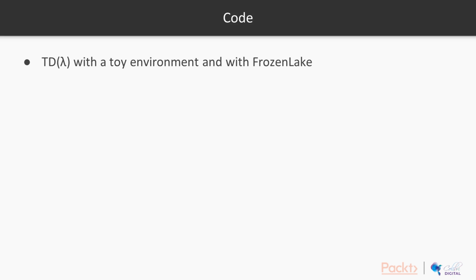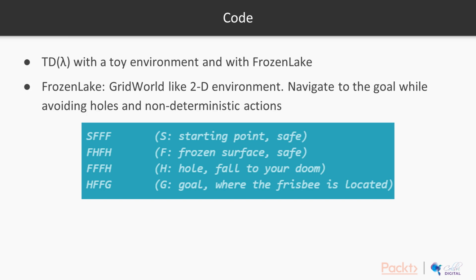The code for this video will be using TD lambda to play Frozen Lake. Frozen Lake is a grid world-like 2D environment. The agent tries to navigate to the goal while avoiding holes which end the episode. Actions taken are non-deterministic, i.e., if the agent tries to move right, the agent will fail to move right some of the time. Also included is a simple toy example to allow you to try different values of lambda and other hyperparameters and see the effects.